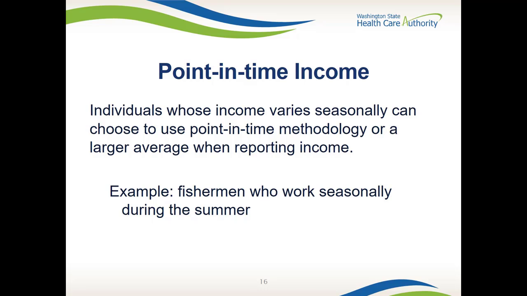When the income varies seasonally, an individual can choose to average or use point-in-time methodology when reporting income. For example, an individual works as a fisherman seasonally during summers, and during the rest of the year his family lives off this income. In this case, it might be in the best interest to take an average of income over the year to determine this client's eligibility, or if it is more beneficial to the individual, he can choose a point-in-time calculation stating zero income during the months that he is not working and report his earnings during the summer months.